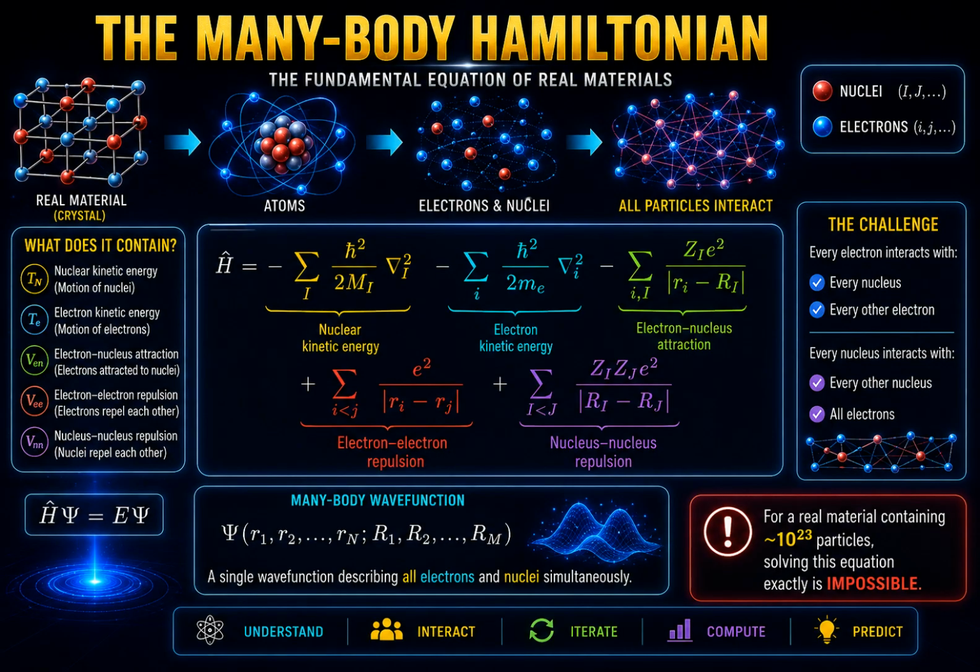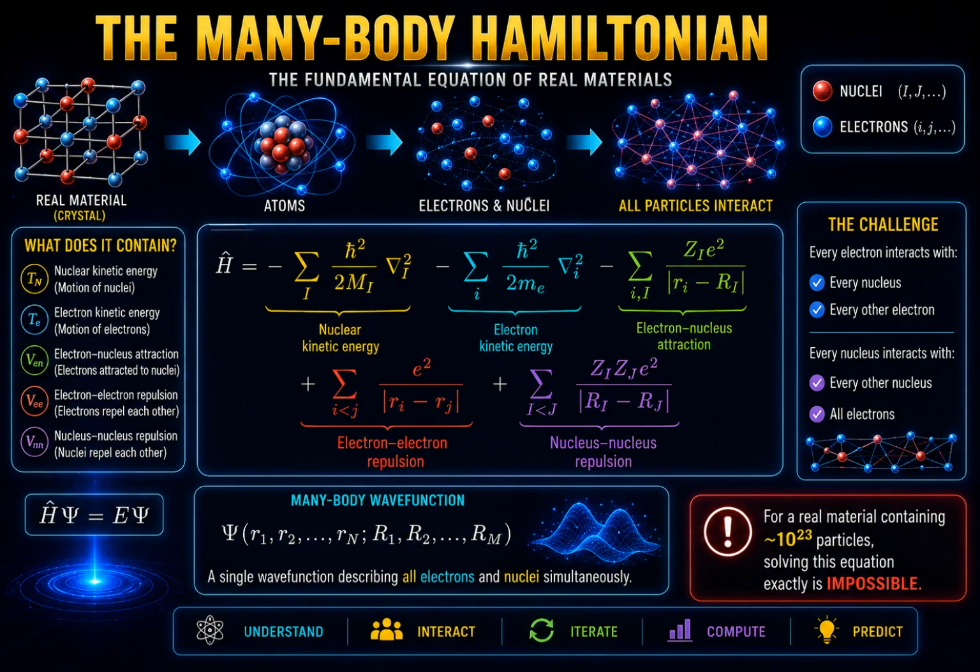As you can see on the slide, the Hamiltonian contains several contributions. There is the kinetic energy of the nuclei, the kinetic energy of the electrons, the attractive interaction between electrons and nuclei, the repulsive interaction between electrons, and finally the repulsive interaction between the nuclei themselves. In principle, this Hamiltonian contains all the physics required to describe a material.